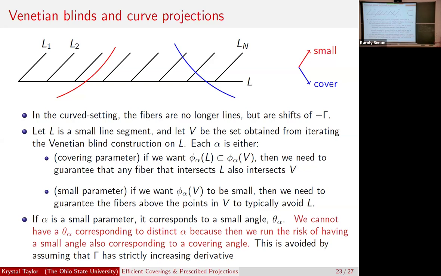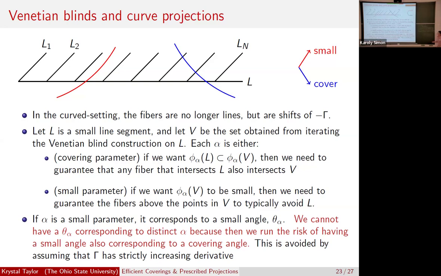And then what does it mean to be a small parameter? We want the image to be small. So here's the red, we need to make sure these curves, originally they intersected L and we had a big projection, right? All of these red lines correspond to inverse images of the projection of L. Now we want to update, we want fewer points to get mapped to that image of L. So we want these red lines to avoid the blinds. We need to guarantee the fibers above the points in V typically avoid L. Okay, so that's sort of our goal.